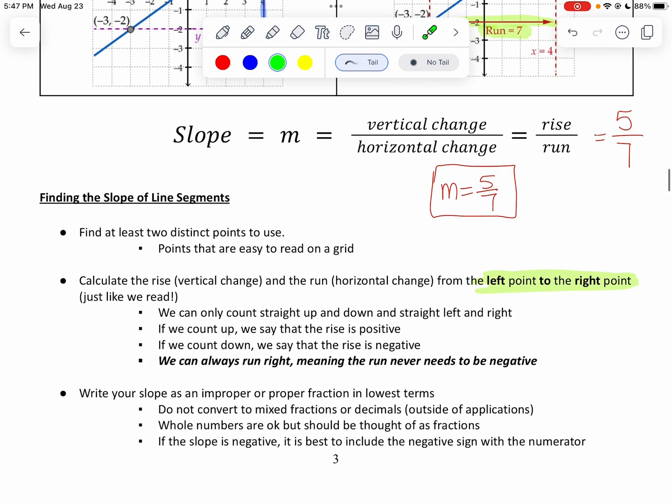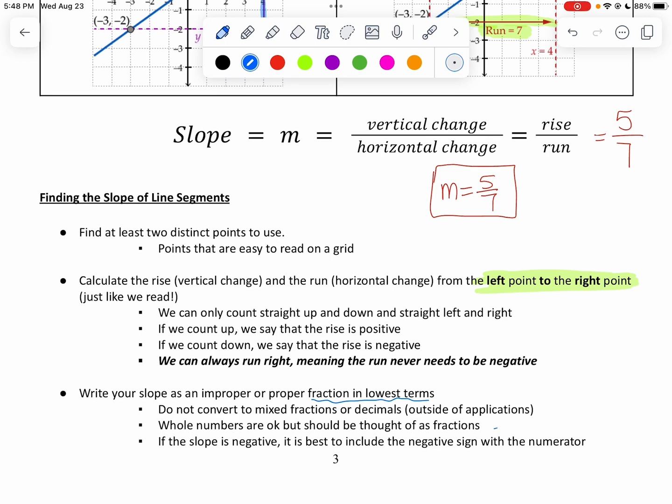When we're writing our slope, we want to make sure that we're writing it as an improper or proper fraction in lowest terms. So what that means, I don't want to see any mixed fractions, I don't want to see any decimals, and I want to make sure that those fractions are in lowest terms. Whole numbers are okay, but we should always be thinking of our slope as fractions.